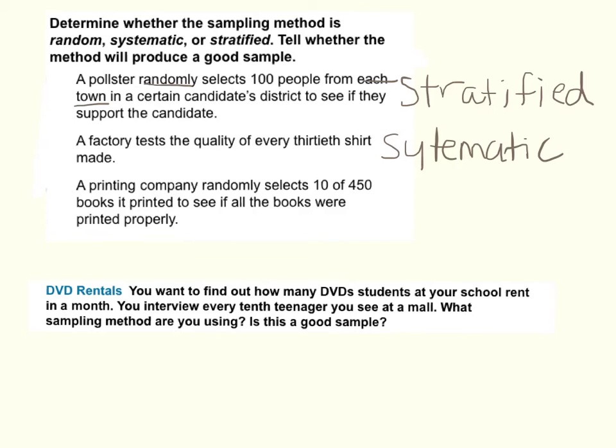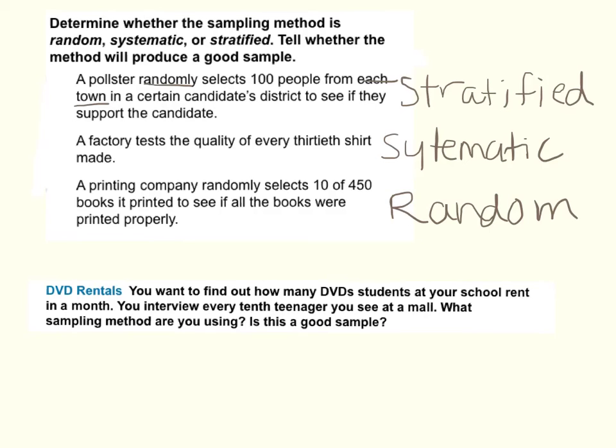Okay. The third one, a printing company randomly selects 10 of 450 books it printed to see if all the books were printed properly. This is going to be random because they just randomly selected the 10 books. And this would be a good sample because it's not saying they picked the first 10 or the last 10. It's just a random 10 books that were printed.